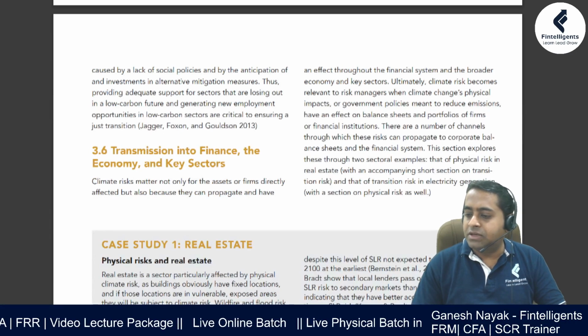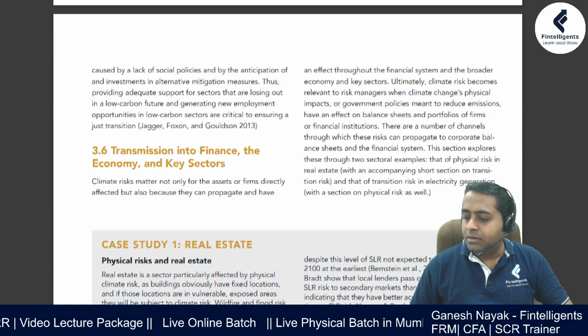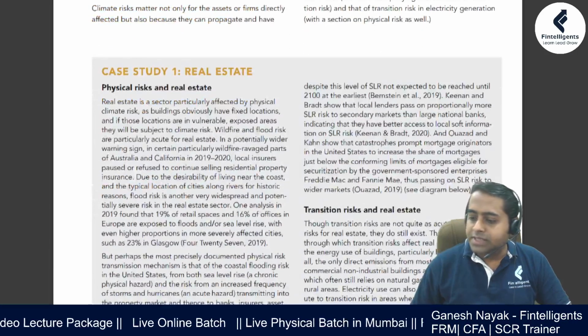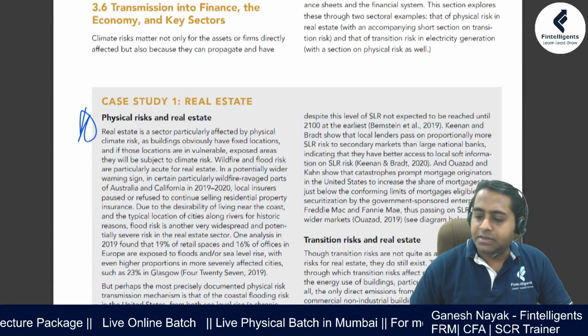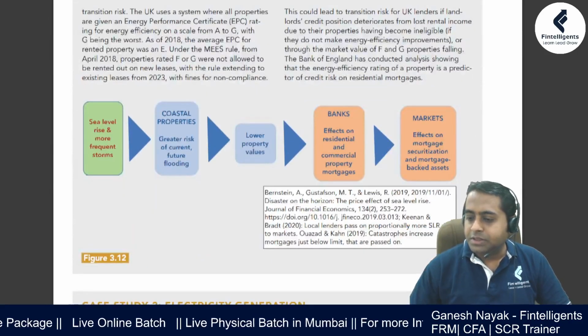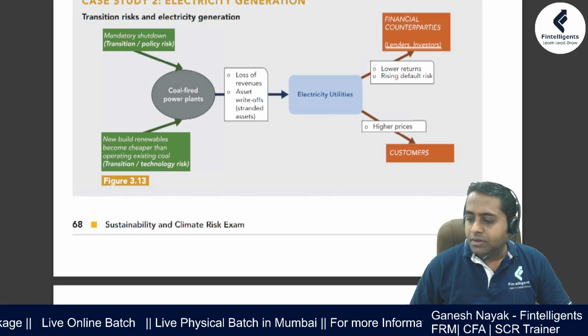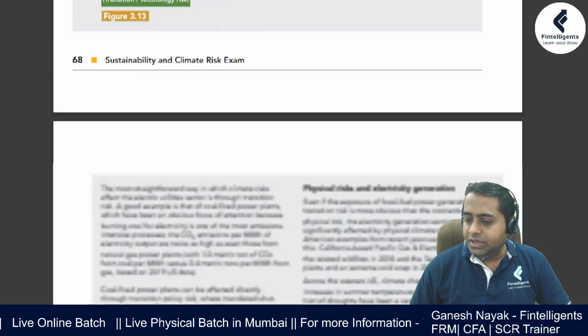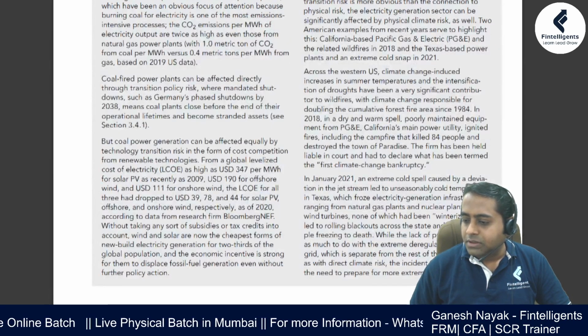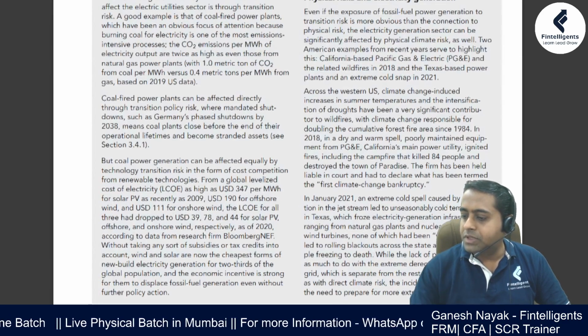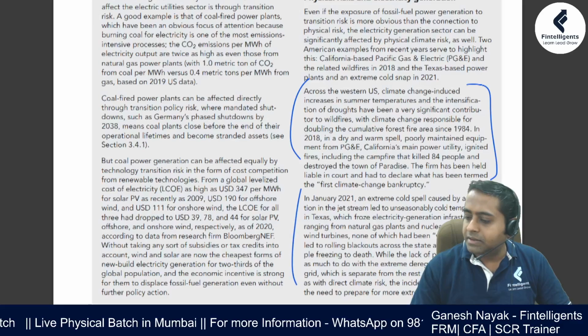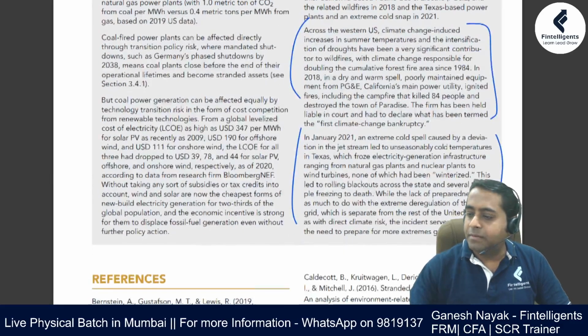Transmission into finance, the economy and key sectors. There are two case studies over here. The real estate case study is important, especially this diagram. In electricity generation, they have talked about the shutdown. This one, this entire thing. Both paragraphs are important.